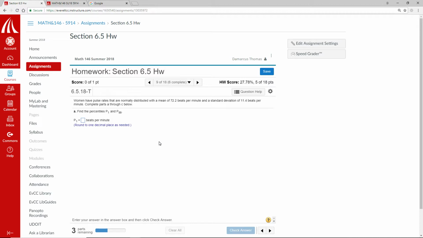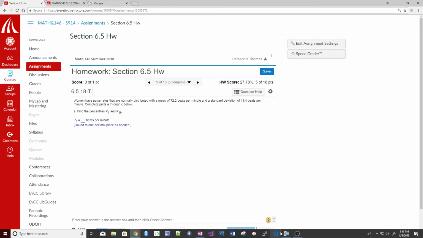So we have women who have pulse rates that are normally distributed with a mean of 72.2 beats per minute and a standard deviation of 11.4 beats per minute. You need to complete parts A through C. First, part A. Find the percentiles P1, the first percentile, and P99, the 99th percentile.